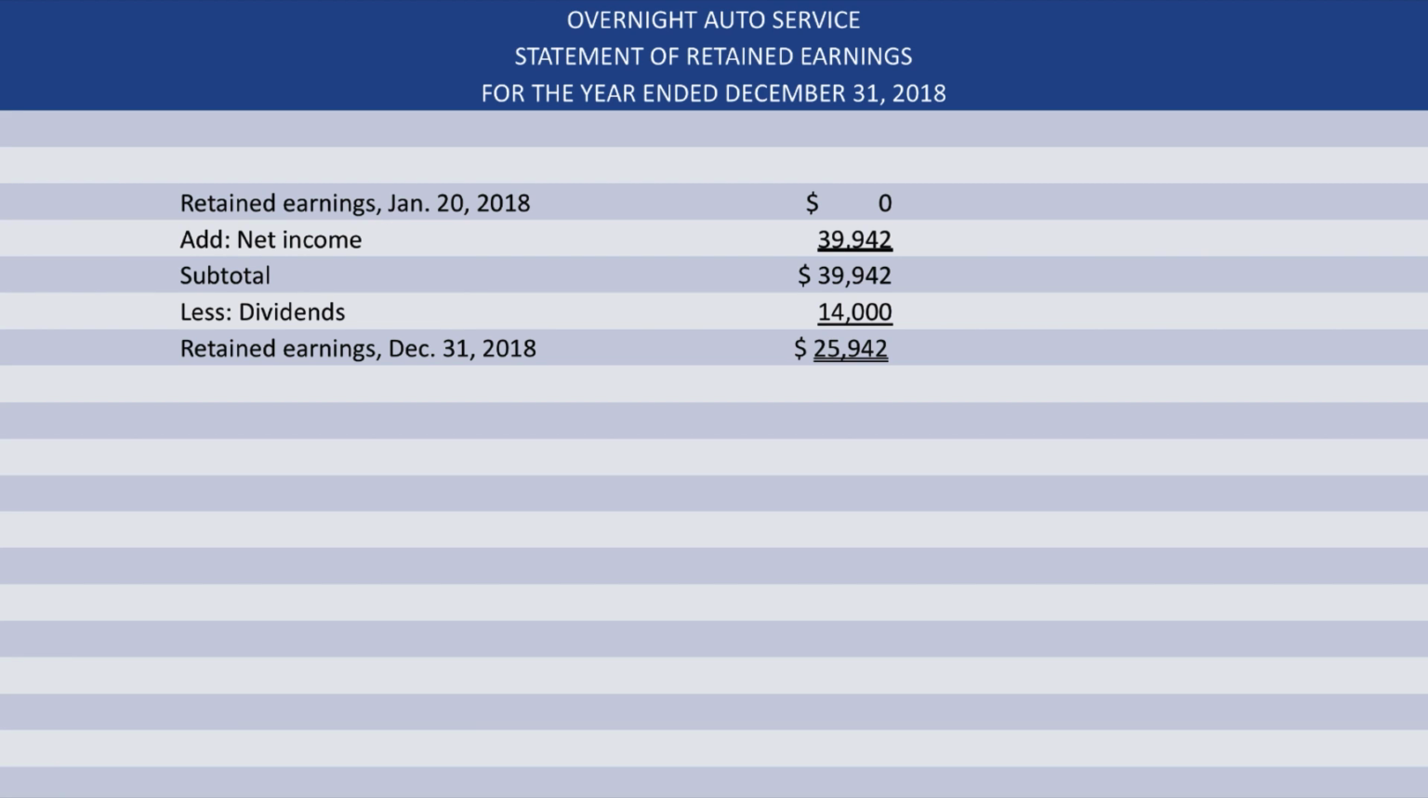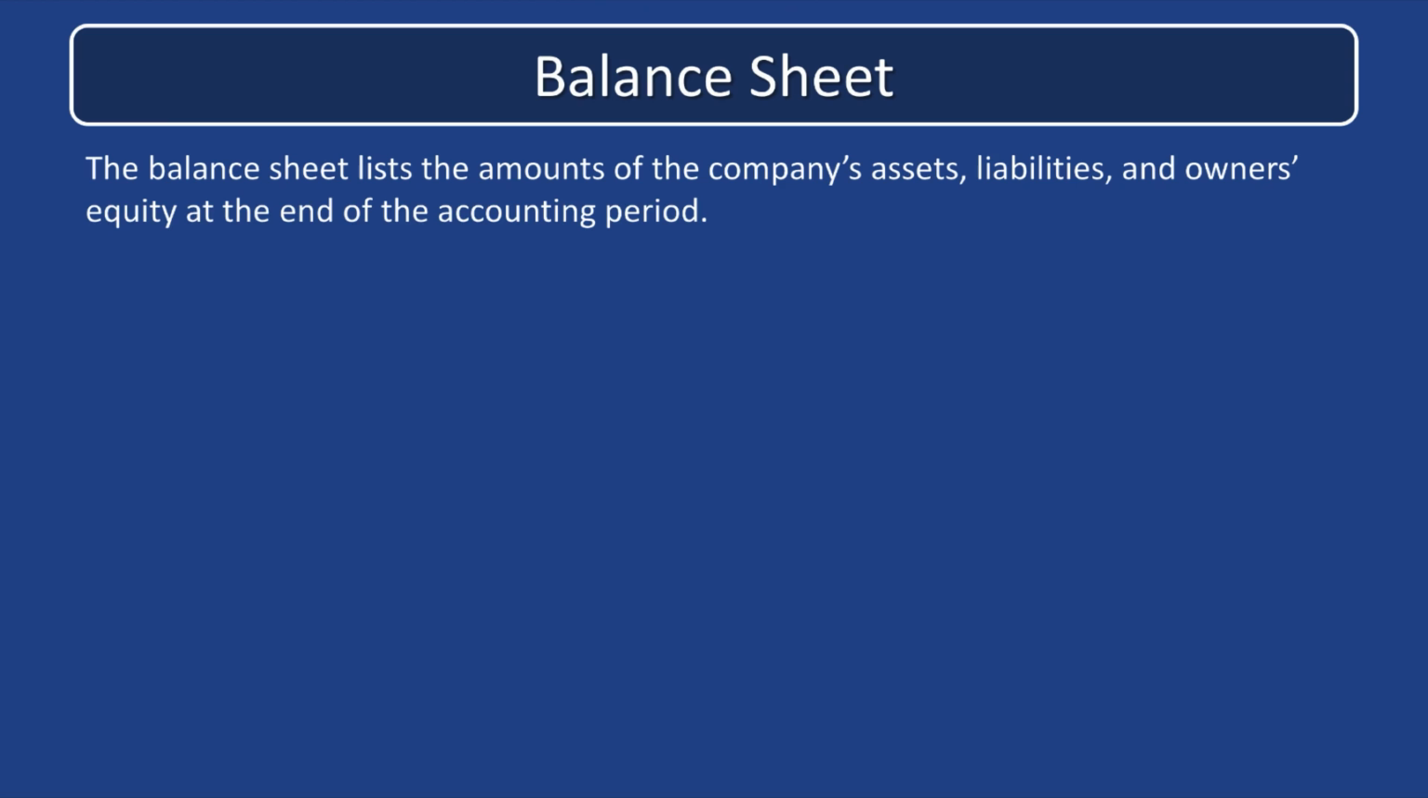Because Overnight reports no dividends payable in its adjusted trial balance, we may assume that it declared and paid the entire $14,000 on December 31, 2018. Finally, it is important to realize that dividends paid to stockholders are not reported in the income statement as an expense. In short, dividends represent a decision by a corporation to distribute a portion of its income to stockholders. Thus, the amount of the dividend is not included in the computation of income.